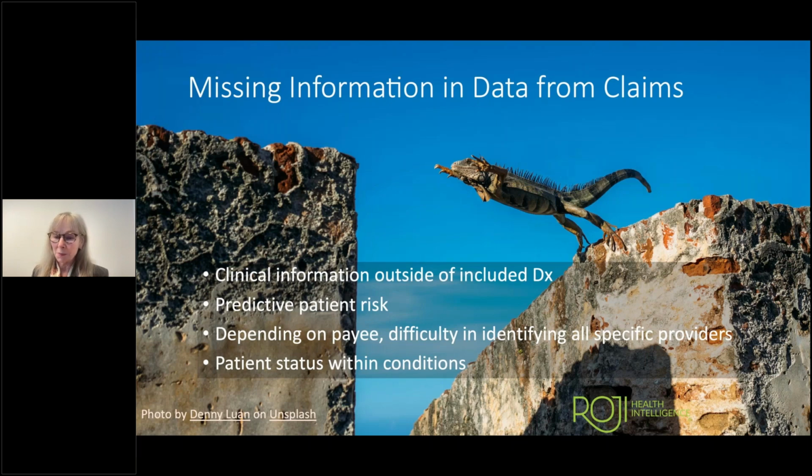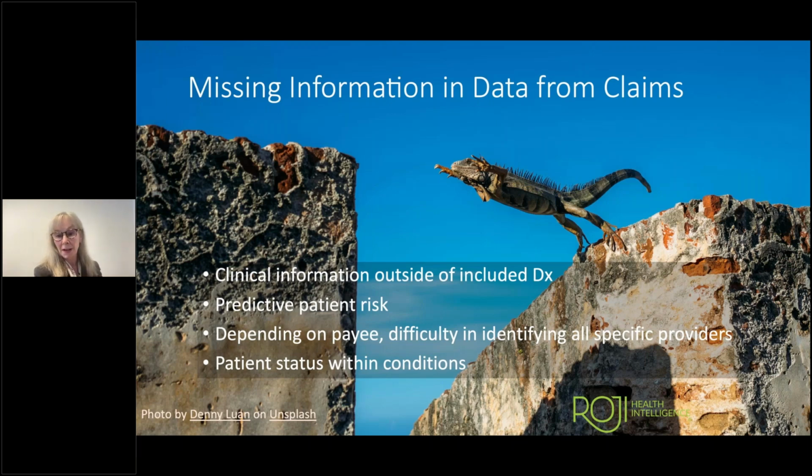The other missing aspect of claims, and what it won't drive, is any predictive patient risk. It will give you what has happened in the past, but because it's lacking the clinical indicators on the patient status, you can't use it to figure out what's going to happen next to those same patients. Depending on the payer, it may be difficult to identify all the providers in the claims. They may be identified by groups and not by individual providers. And you can't find the patient status within the conditions.